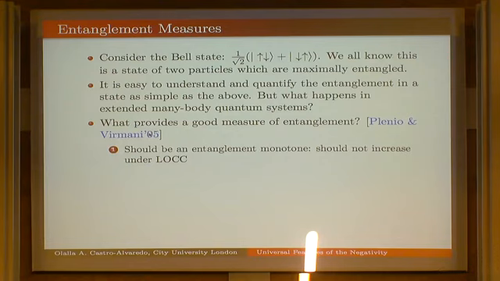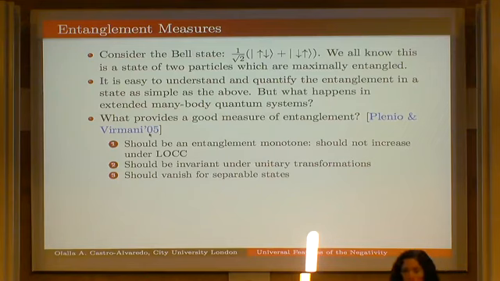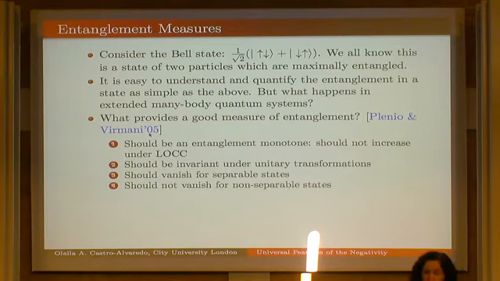So under certain transformations of the states, there should be no increase of entanglement, therefore no increase of whatever function measures entanglement. It should be invariant under unitary transformations. That's also natural to expect. It should vanish for separable states, so states that are not entangled at all, which are completely separable, we intuitively think they don't have entanglement, and so a measure of entanglement should give 0, essentially, for those states. And equally, it should not vanish for non-separable states. So there shouldn't be states which are not fully separable where the entanglement or any measure of entanglement is going to vanish.